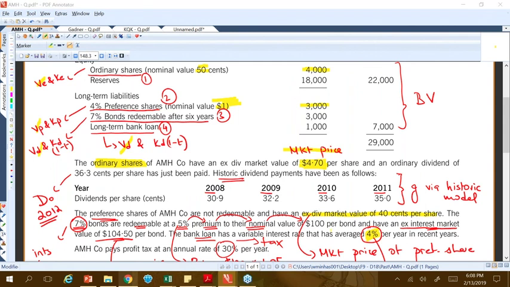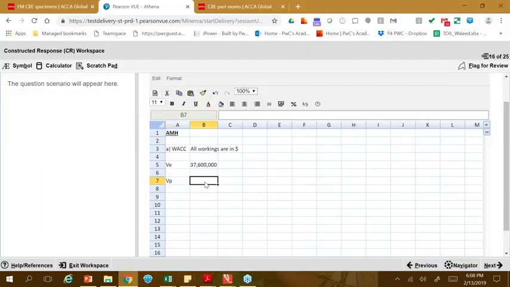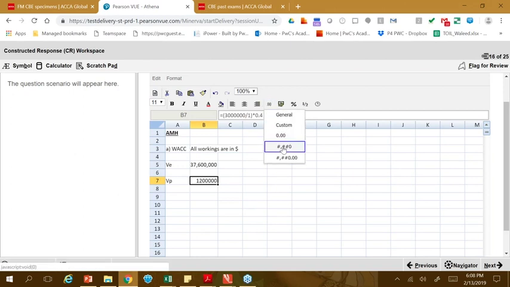So what I'll do is I'll take the VP, 3 million, dividing by my $1 par value, into the 40 cents, which is the market price of the preferred stock. So 3 million is the share capital, 1 is the par value given in the question, and 0.4 is the market price of the preferred stock. And this has now given me my value of the preferred stock, which is $1.2 million.